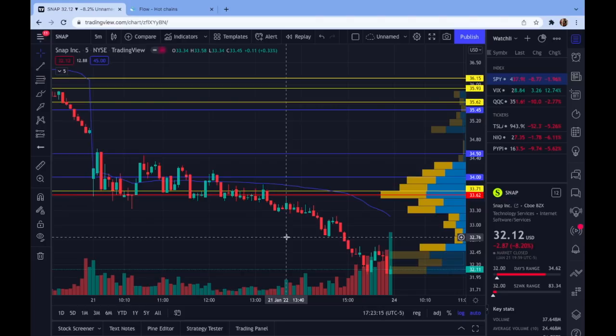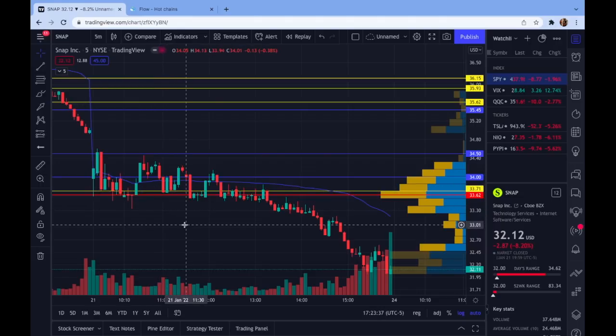But in terms of that second big scaling spot, right? So in this case on Snap, I would scale when we start to see buyers step in. In this case I'm playing puts. So say I enter here, I start to see buyers step in here and here, and we're consolidating here. So I'm going to fully exit there.